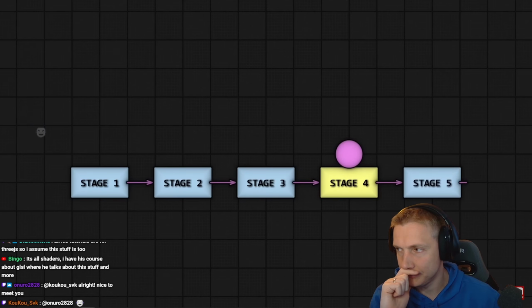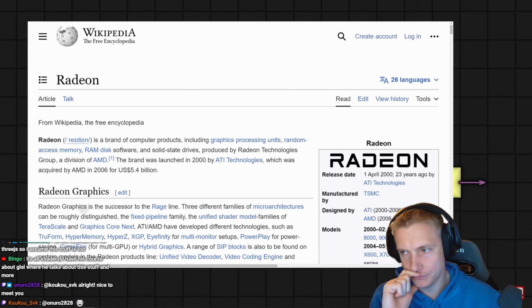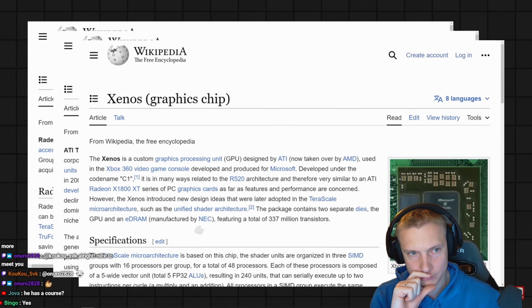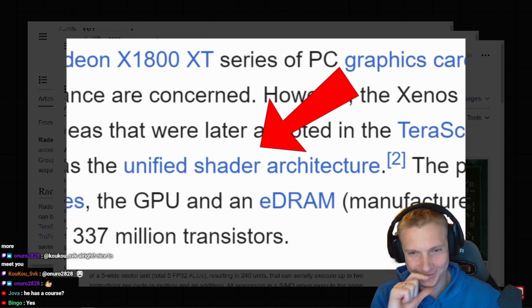All this changed in around 2004 when AMD, or ATI at the time, for those of us who have been doing this for a long time now, developed the Xenos GPU for the Xbox 360. Okay. This would be one of the earliest designs that unified the shader architecture.